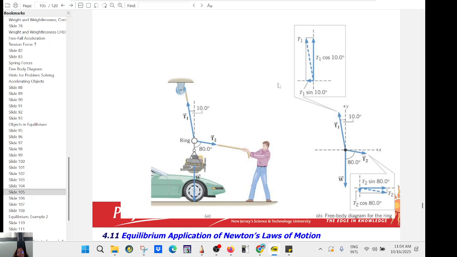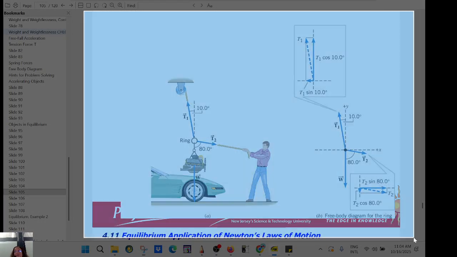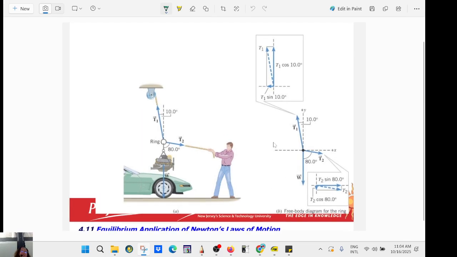Okay, so what if we have this kind of problem? This kind of problem will be typical for mechanical engineering, but not everyone is going into mechanical engineering, so I'm not going to go into details here. I'm just showing you how to do it. So you have your free body diagram.